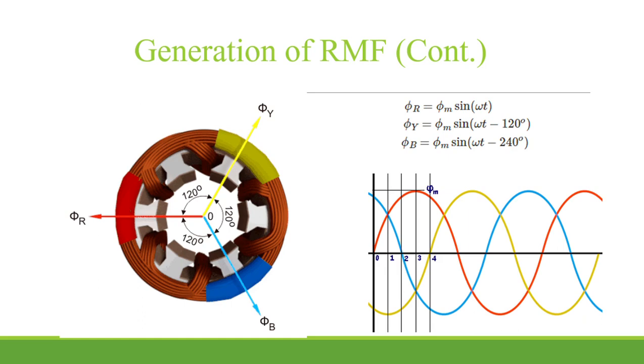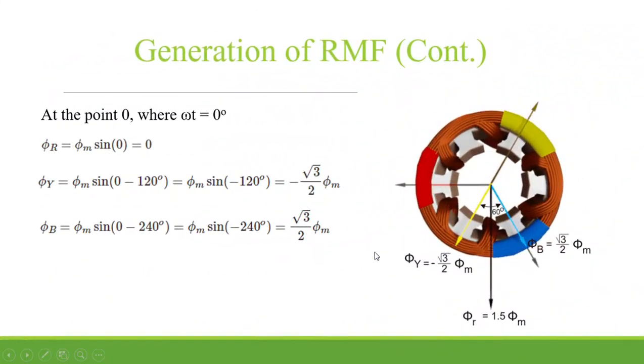So if we draw the waveform for these three fluxes, we will get a waveform like this. We will study for these points: 4.0, 4.1, 4.2, 4.3 and so on. Point 0.0, that is 0 degree. At the point 0 where omega t is 0 degree, phi r will be equal to 0, phi y will be equal to minus root 3 by 2 phi m, and phi b will be equal to root 3 by 2 phi m. So let us draw here.